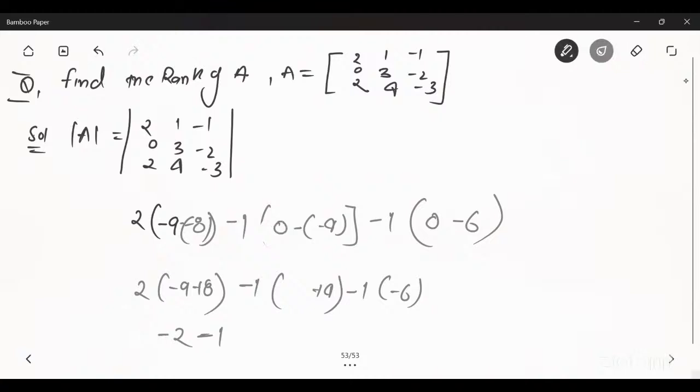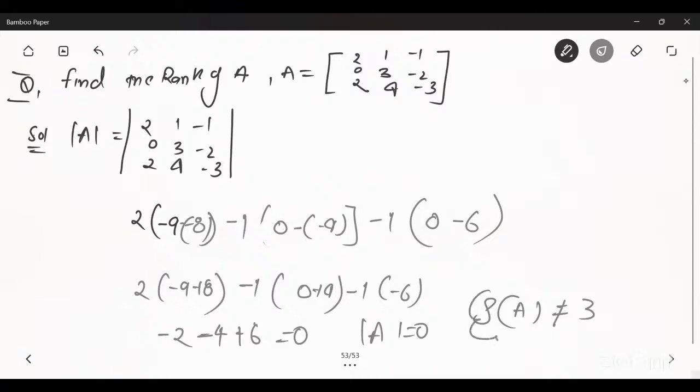So 0 minus (minus 4), 0 into plus 4 is minus 4 and minus 6. Minus minus will become plus 6. So it is equal to 0. So the determinant of A is equal to 0. That means it is not possible that the rank of the matrix will be 3.